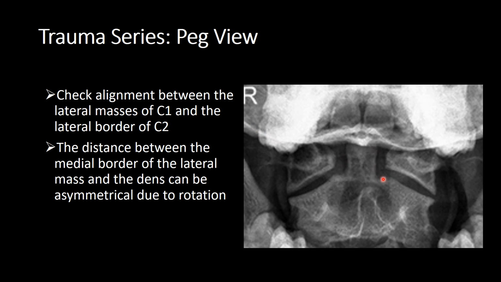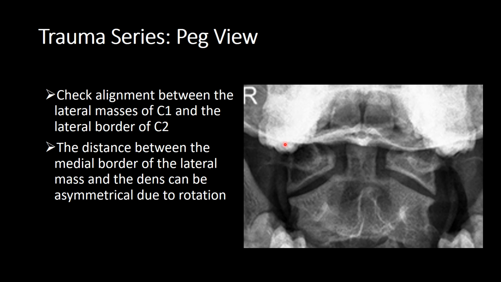The base of the dens is very clearly visualised. We can make out that the tip of the odontoid process is in alignment, but we can't see if there's a fracture through the tip. But I'll talk about that more when we look at odontoid peg fractures. So we can clearly see the base of the dens.